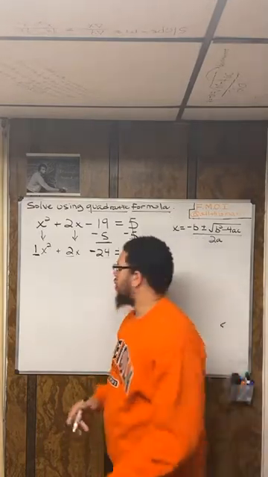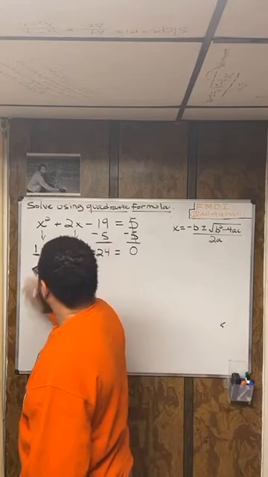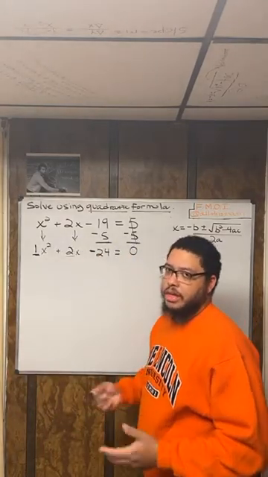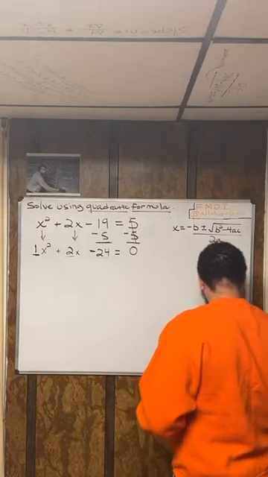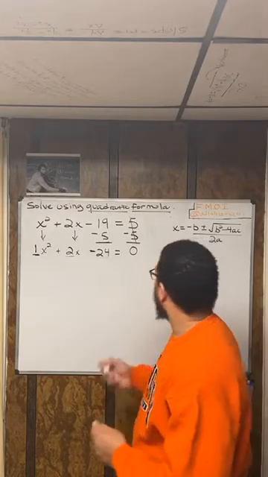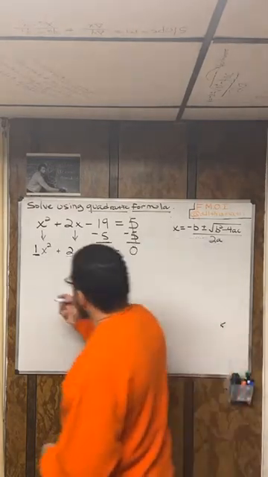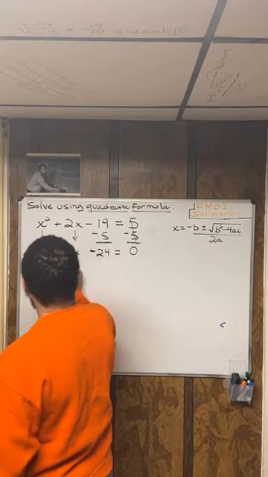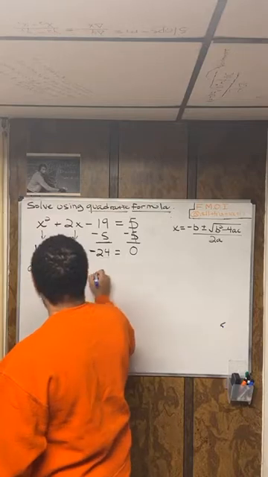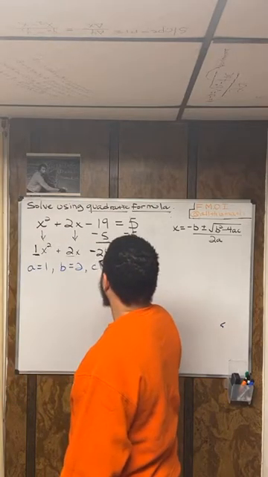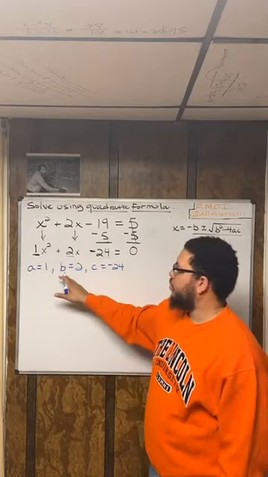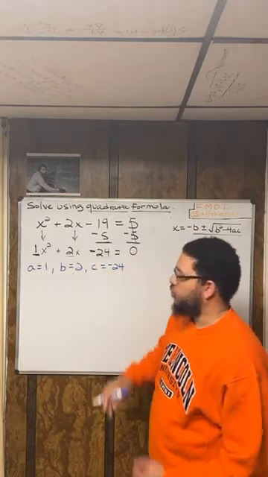So the first thing I recommend you do whenever you're using the quadratic formula to solve an equation is write down what A, B, and C are. Just write them down. If you write them down, you don't have to think about it. You don't have to try to memorize them. You just know what they are. So in this case, A is equal to positive 1, B is equal to positive 2, and C is equal to negative 24.